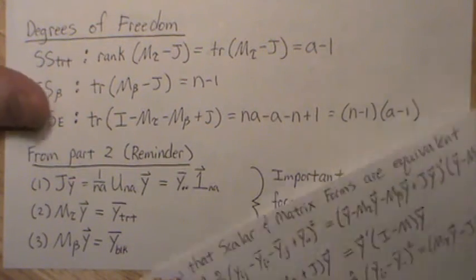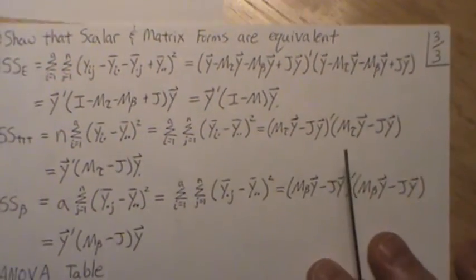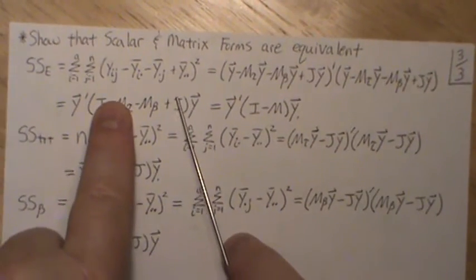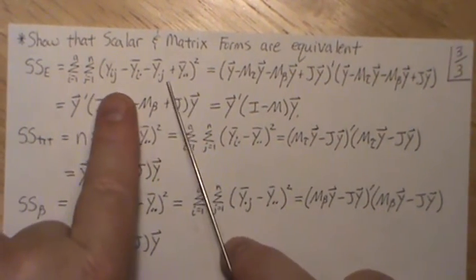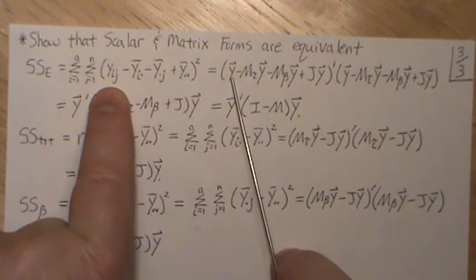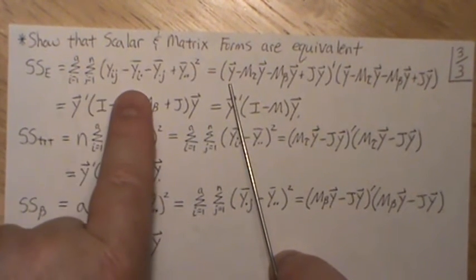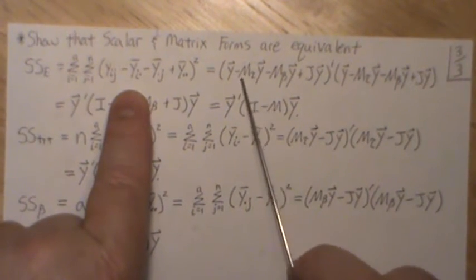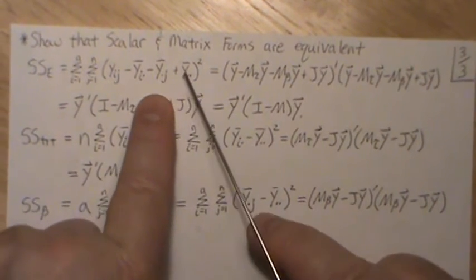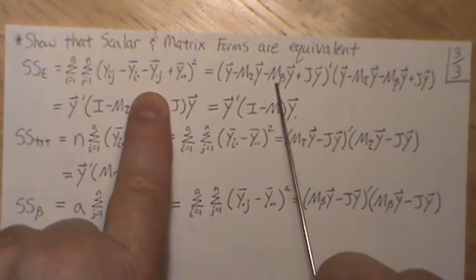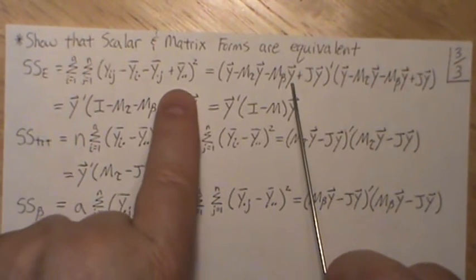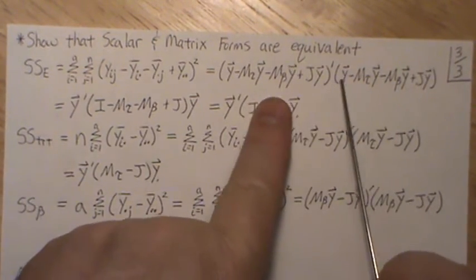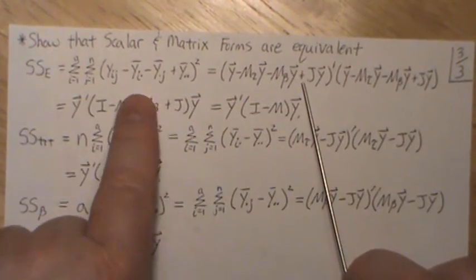And this is important when we try to show that the matrix forms are equal to the scalar forms. So sum of squared error is this. Now, if we can put this in matrix form, here's the y vector. The treatment means can be thought of as M tau y, right? This produces a treatment mean. This is a subject mean, or a block mean, and you get those with M beta y. This is a grand mean, and you get that with J y. Now, if you create two vectors and then take their vector product, you get this double sum back.